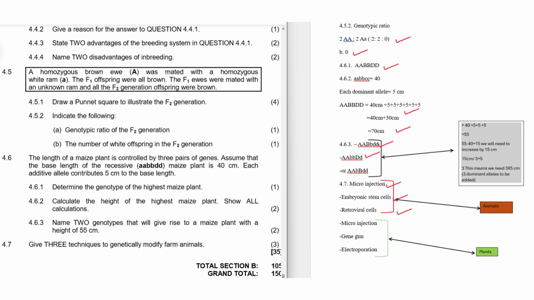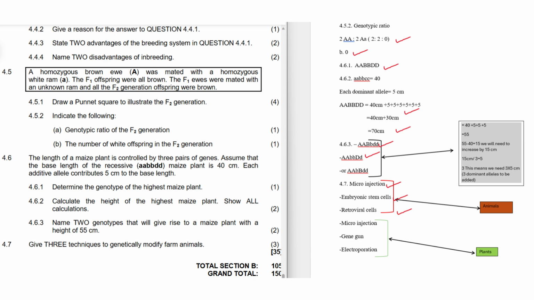So before we get into that, we need to know what this is. This is polygenic inheritance, where a trait such as the height of the maize plant is controlled by many genes. It is mostly used in the production of milk and the production of eggs. So each dominant allele that is added will increase the yield of milk.